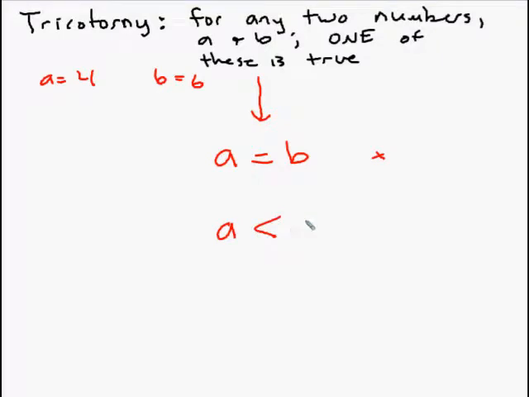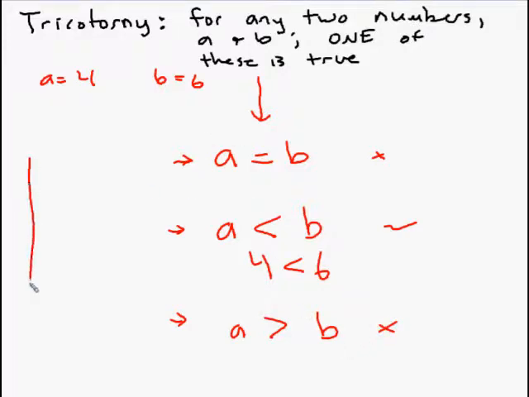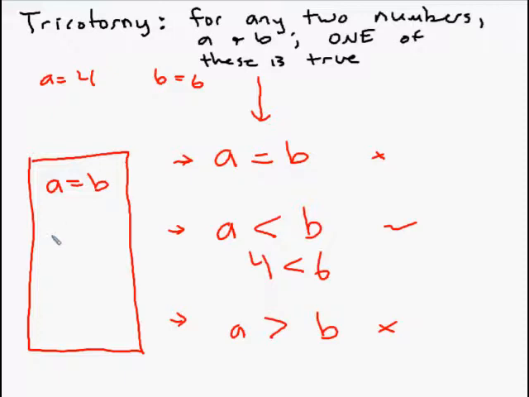A could be less than B, which is true in this case. 4 is less than 6, so we got that one. And the third one is A could be greater than B. And in this case, 4 is not greater than 6, so no, we don't have that. But in general, trichotomy, whenever you see that word, that's the property that for any 2 numbers, one of these 3 is true. The numbers could be equal, one is less than the other, or it's greater than the other.